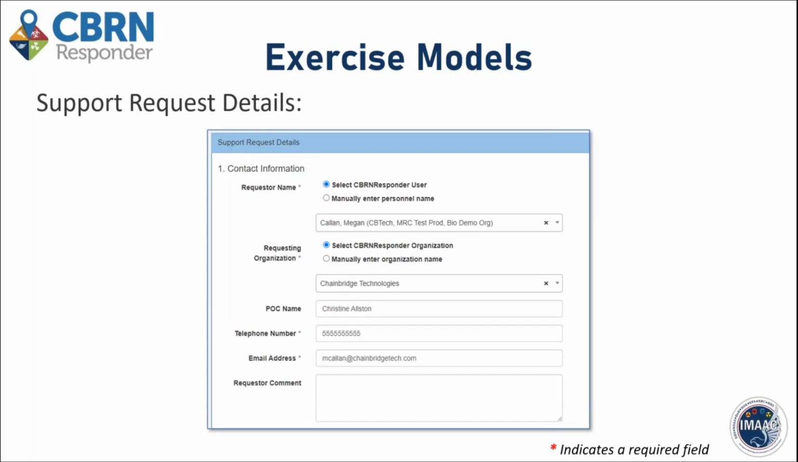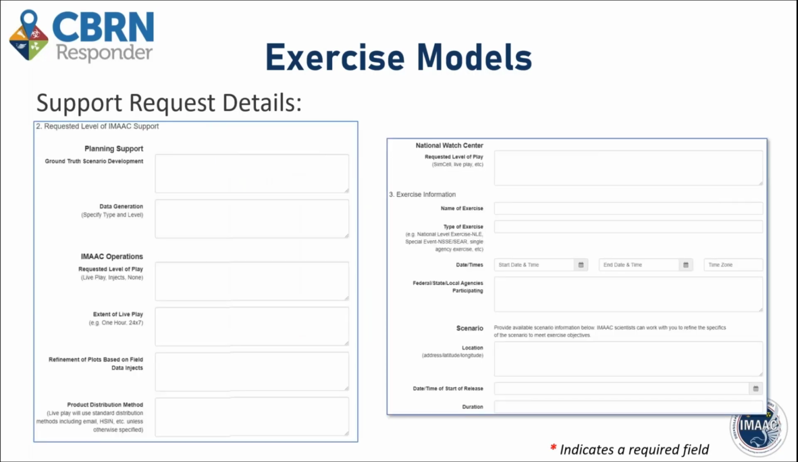This section does have a few sections in it. So the first part is the contact information. Here it will be about who the actual requester is, what organization, and then the point of contact, phone number and email, and then any additional comments. So this is who IMAAC would reach out to if they have any additional questions or information about your request form. The second section and third section is the requested level of IMAAC support and then exercise information.